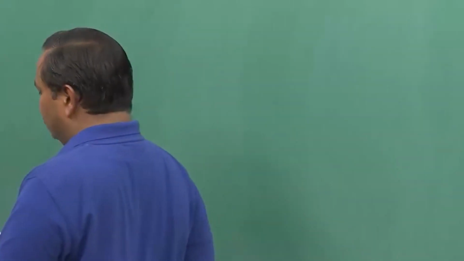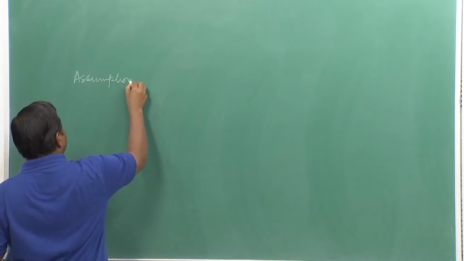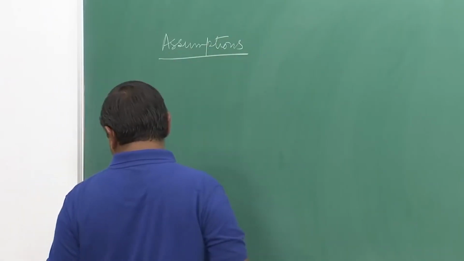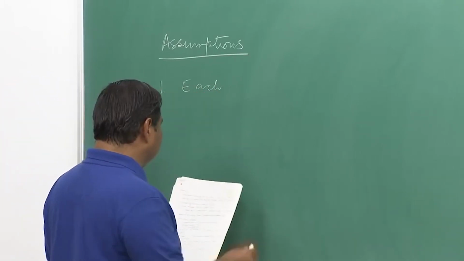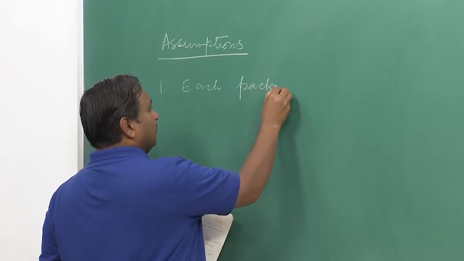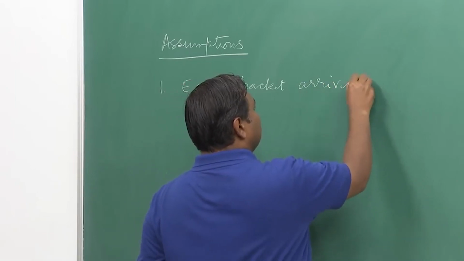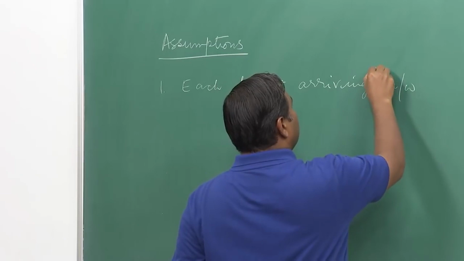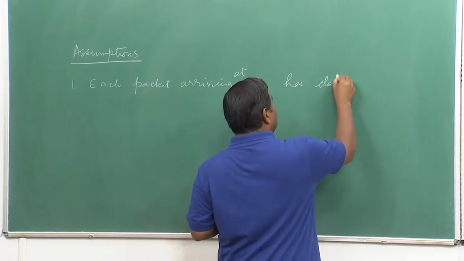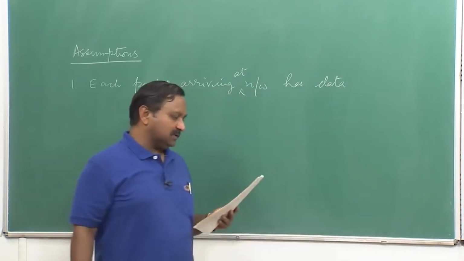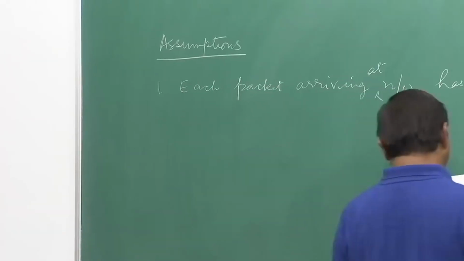So, assumptions will be as follows. Let me list down all assumptions. Assumption number 1 will be that, which of course is obvious, but I am explicitly writing it, that each packet arriving at the network inputs has data, and of course I am also assuming it has a label which will decide to which network output it has to go. So, it is a label identifier.